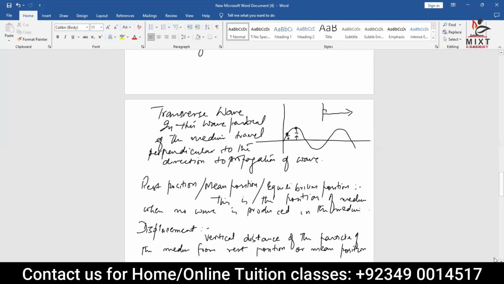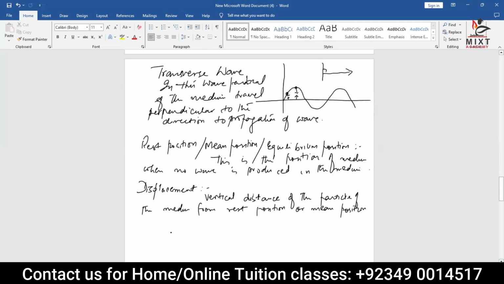And what is the SI unit for this? Meters. The SI unit of displacement is meters. Second thing is amplitude, which you were talking about. So what is it? The height of the wave.